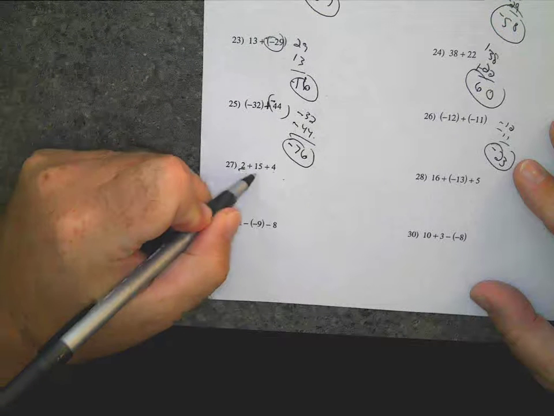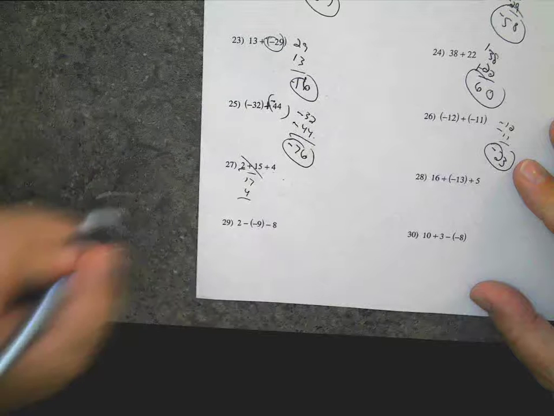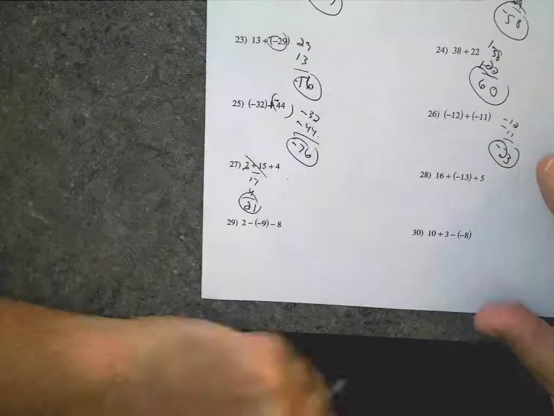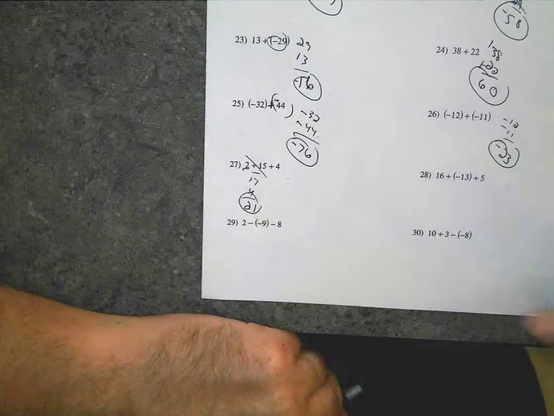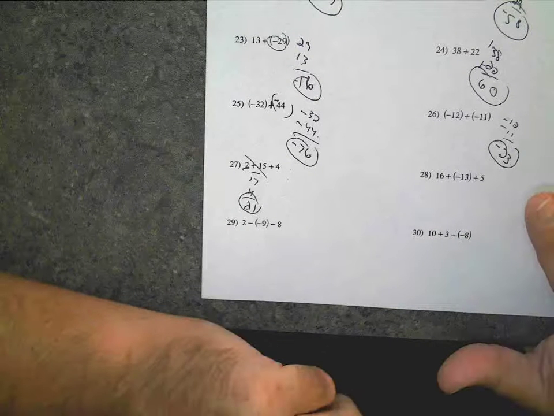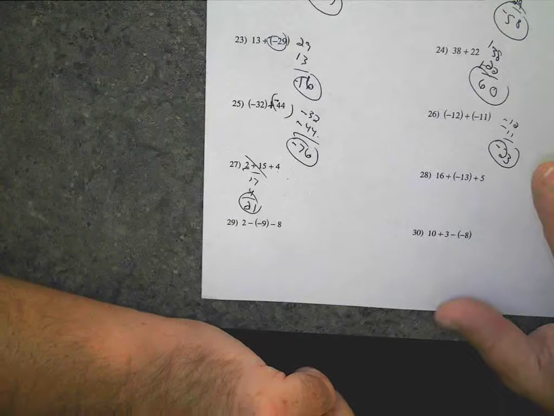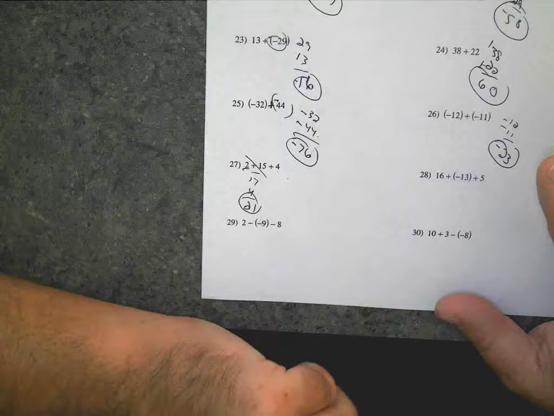I added the 2 and the 15. I got 17, and then I added 4. And what'd you get? 21. Anybody do it a different way? Anybody do it in a different order? Trev? I added 15 plus 4, and then I added 2. 19 and 2 give me 21.